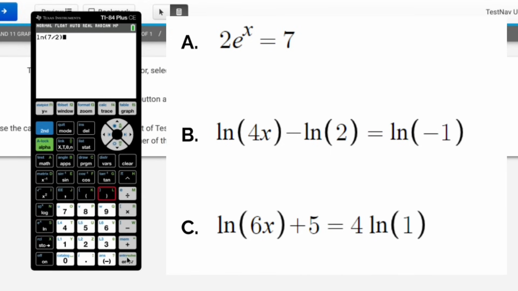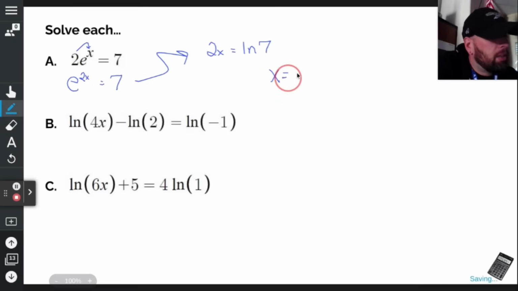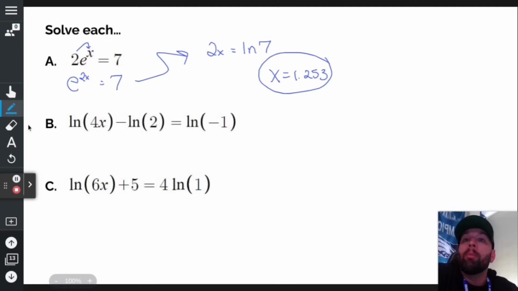Ln degenerate is 7 over 2. And I get a lot of 1-point stuffs in this packet, but that's what I get when I create my own problems. 1.253, let's round that puppy up. All right, x equals 1.253 for that one. All right, I move my desk because no more leaf blowers.